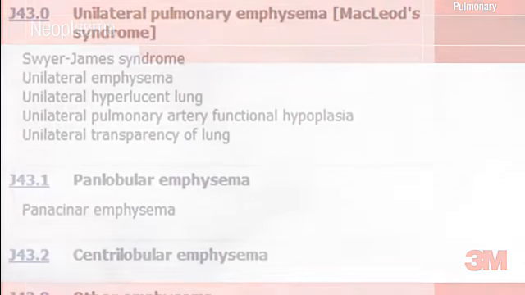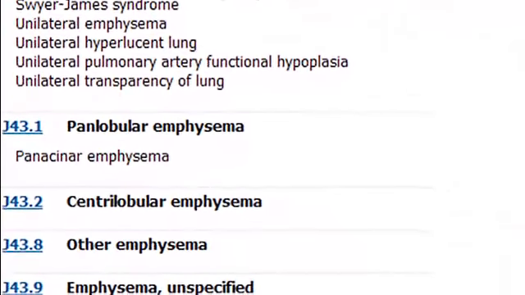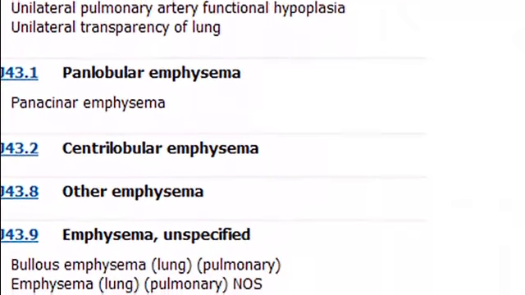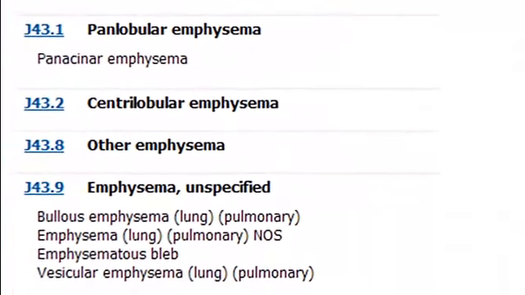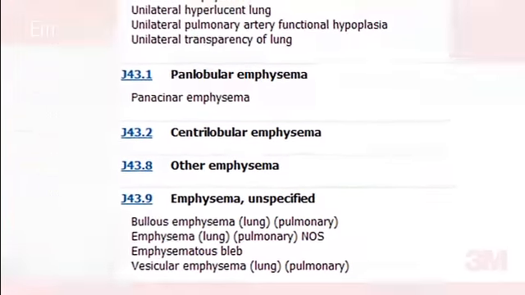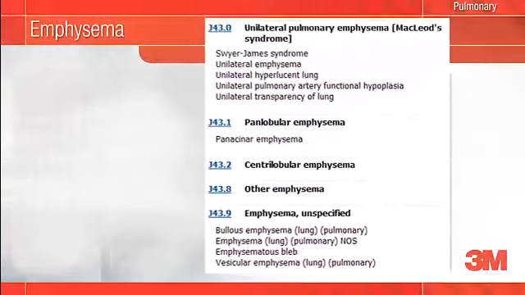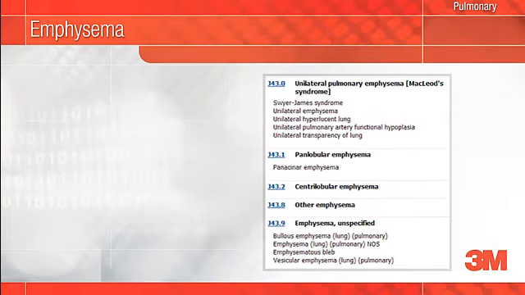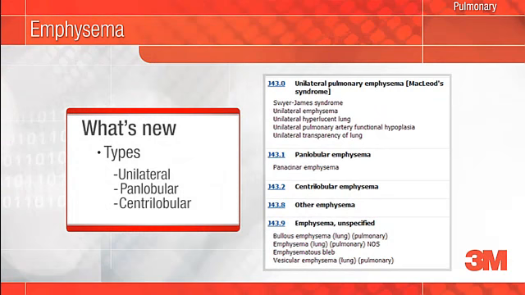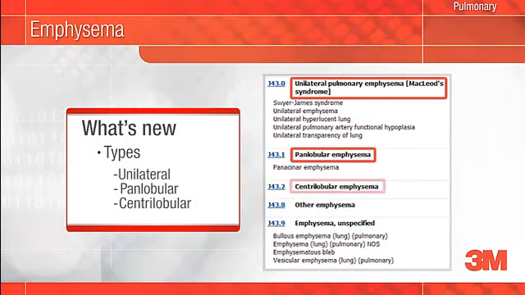Most types of emphysema were grouped into a single ICD-9 code. What's new in ICD-10? Separate codes are provided for specific types of emphysema. When you document the specific type of emphysema, such as unilateral, panlobular, or centrilobular, a unique ICD-10 code for that condition can be reported.